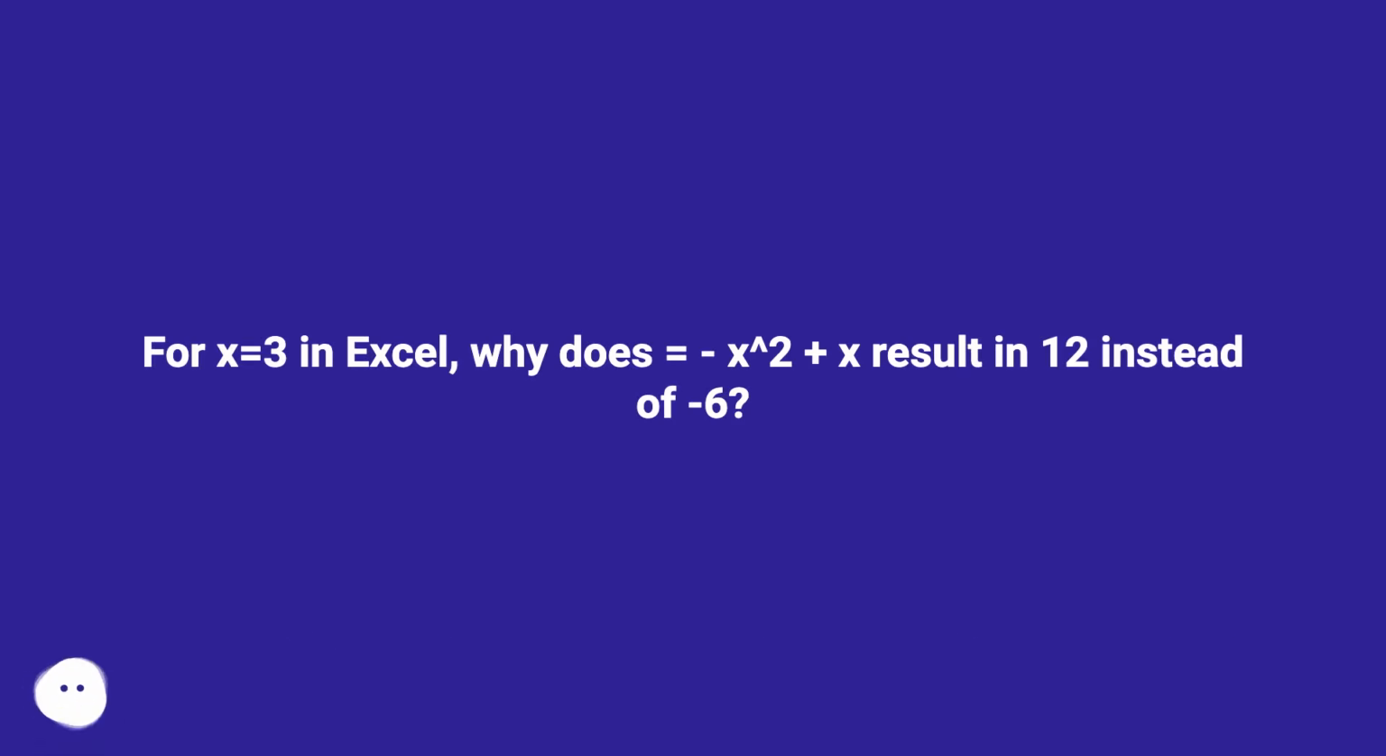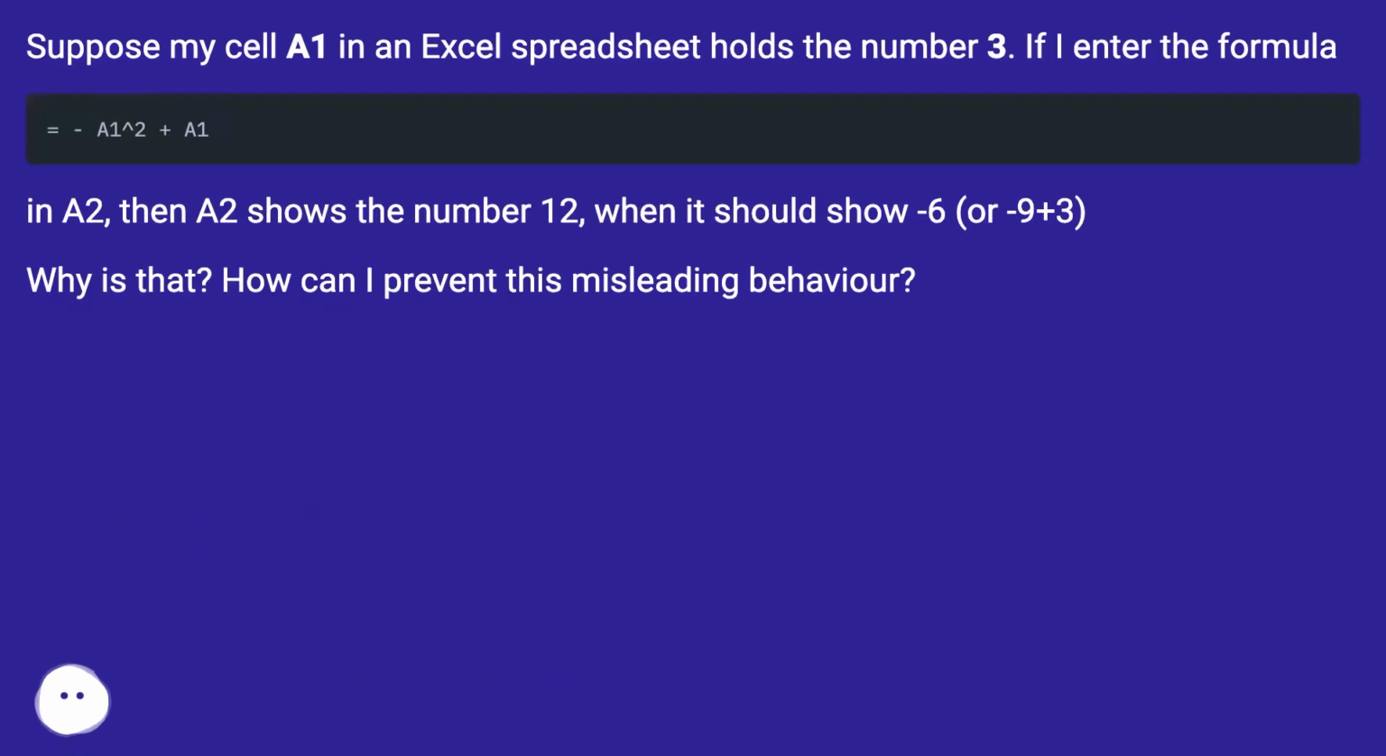For x equal to 3 in Excel, why does =-x^2+x result in 12 instead of -6? Suppose my cell A1 in an Excel spreadsheet holds the number 3. If I enter the formula =-A1^2+A1 in A2, then A2 shows the number 12 when it should show -6, or -9+3. Why is that? How can I prevent this misleading behavior?